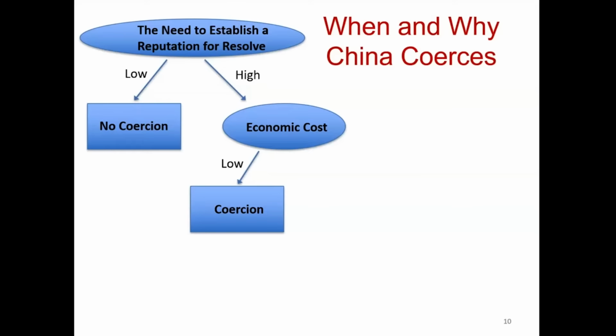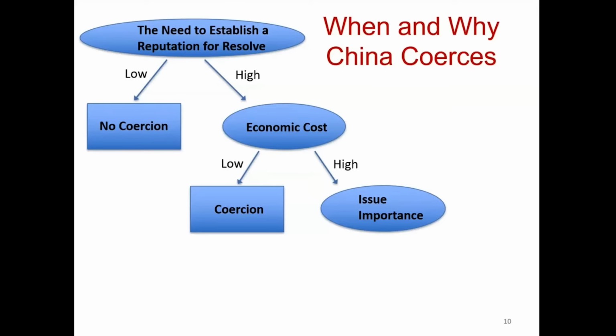Now, you might wonder, what about the circumstances when the need to establish resolve and economic cost are both high? So I argue that that's when the issue importance variable comes into play. Issue importance is the stakes that states attach to certain issues. And empirically, in the case of China, there's a very strictly defined interest hierarchy, with Taiwan and Tibet, for example, being the core interests, and Taiwan being the core of the core interests.